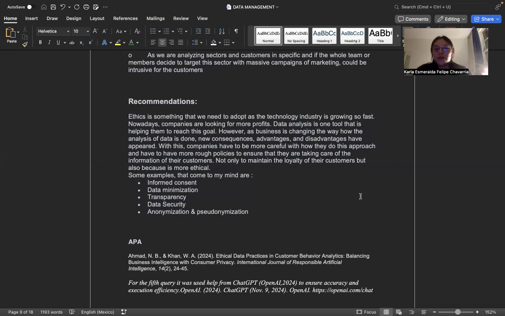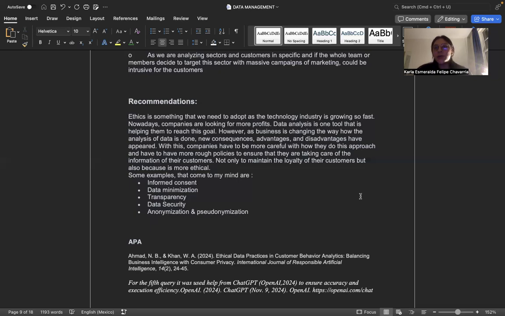Transparency is different from informed consent, because transparency is more like, okay, I already informed you, but if I will be using your information for another purpose or another analysis, I have to be transparent with the customer and tell them, okay, we are going to use more than this. Do you accept? Do you not accept? So yeah, it's a very good point.